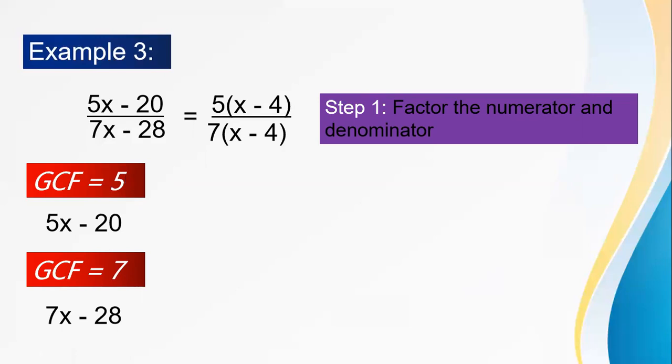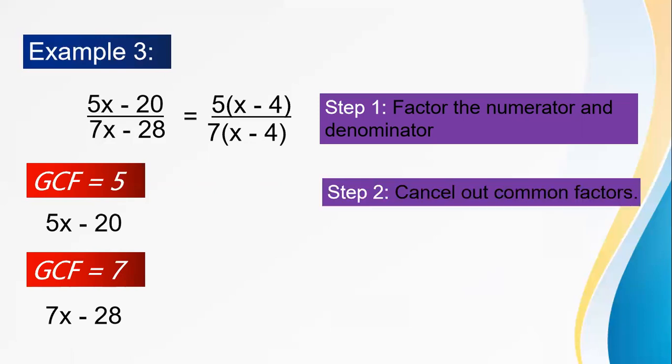How about 7? Then quantity x minus 4. The GCF is 7, and then 7x divided by 7, we have x. Then negative 28 divided by 7 is negative 4. And then step 2, cancel out common factors. And therefore, the common factor is x minus 4.